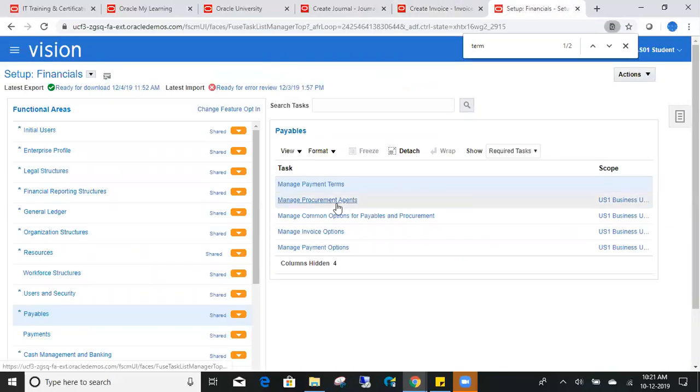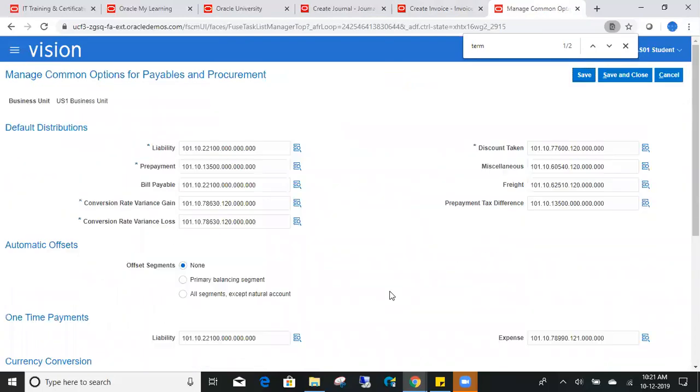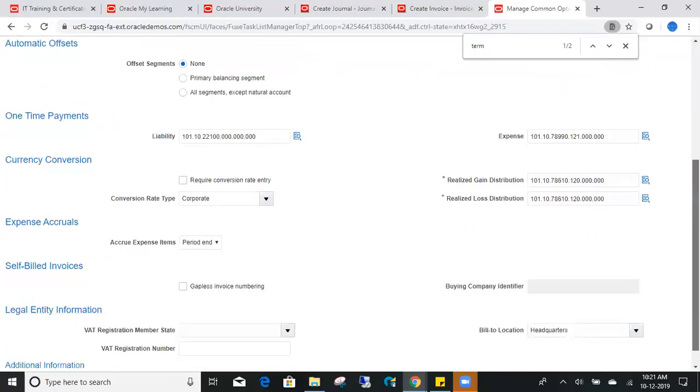Manage procurement agent is not required. So we'll go for manage common options for payables and procurements. That means default accounts will be there. I have created a business unit. For the business unit, what accounts are you assigning? That is the use of this manage common options for payables and procurements. Default setup means the default setup for your business unit. So for this business unit, these are all defaults. I have defined them already.